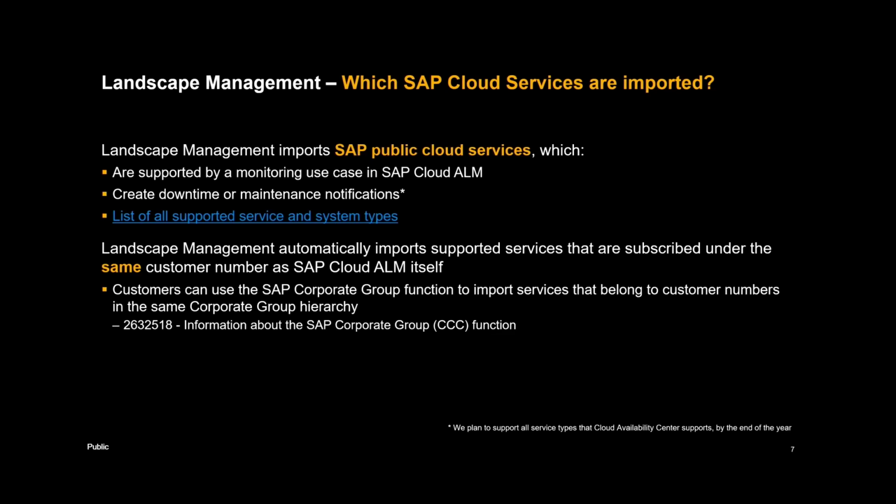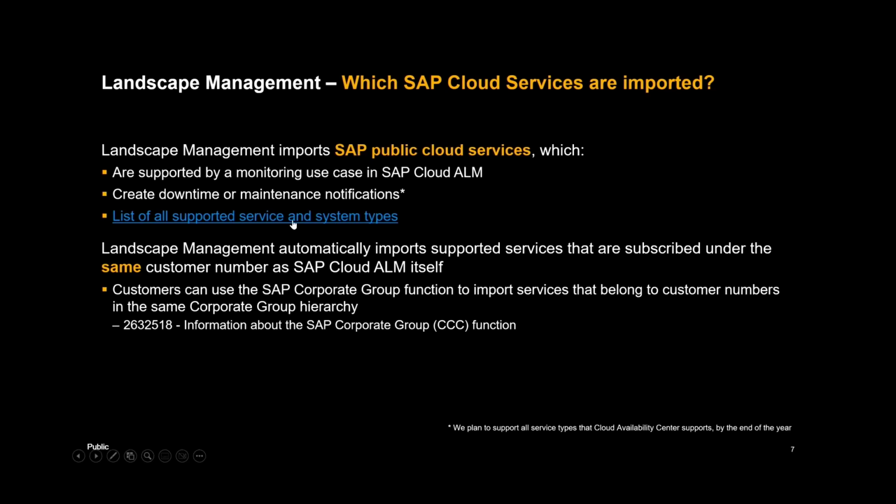Also, and we are currently working on this, you all know the Cloud Availability Center, yeah? There you can see downtime and maintenance notifications. Obviously, we also want to support these service types. We don't have all of them in yet because there are around 100. We added a lot of them recently. I don't know if you noticed, all of a sudden it got really crowded in the landscape management. That was my fault. But we are working on getting all service types that are supported in the Cloud Availability Center into Cloud ALM by the end of the year.